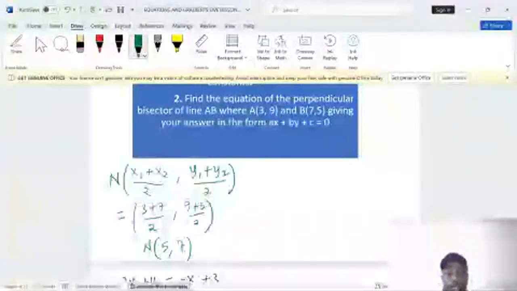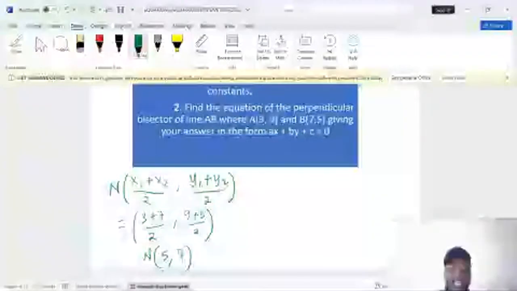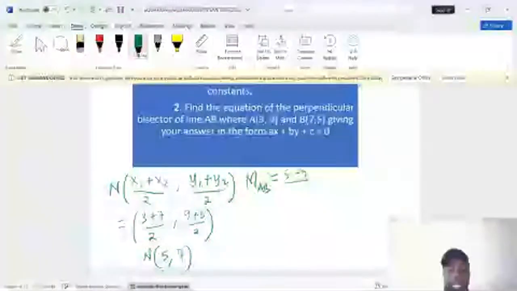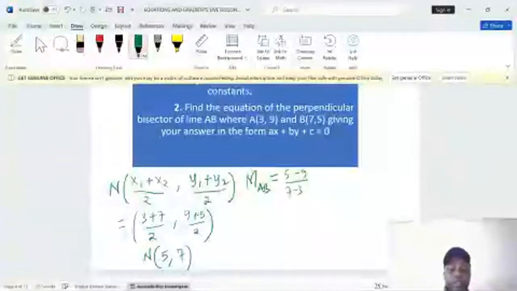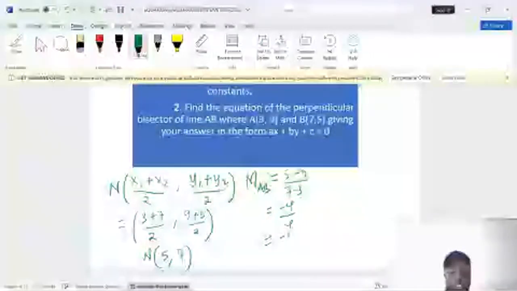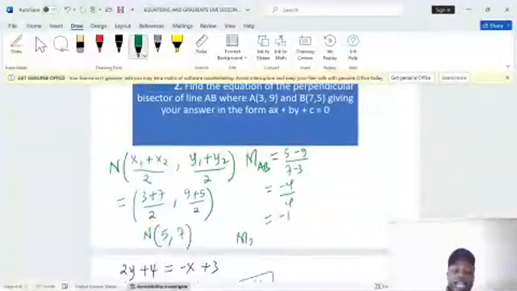Allow me to proceed now to talk about the equation. Because we have a point where the perpendicular bisector passes, it's good we get the gradient of AB. The gradient of AB, whereby we need the change in y. So I pick 5, I subtract 9. Then I divide by change in x, 7 minus 3. This is going to be negative 4 out of 4, and this simplifies to negative 1. If the first gradient is negative 1, then the gradient of the perpendicular should be 1.